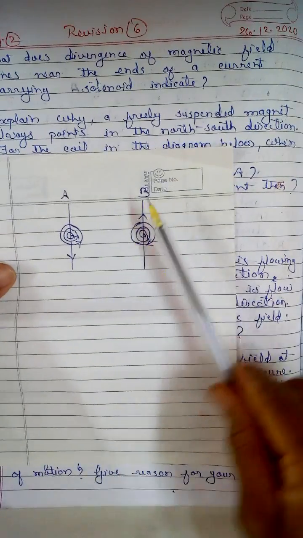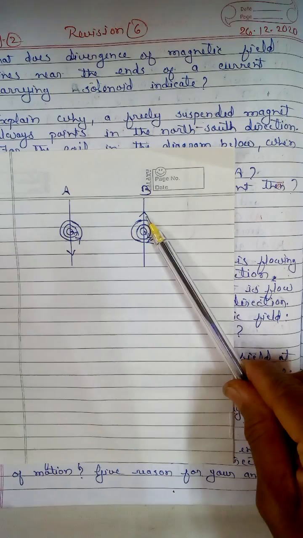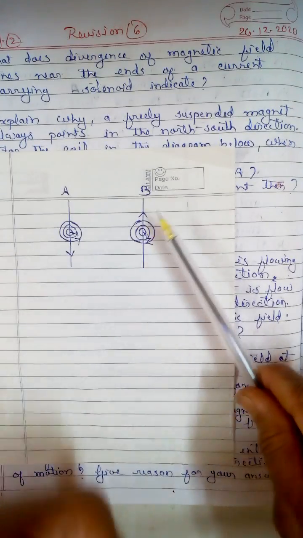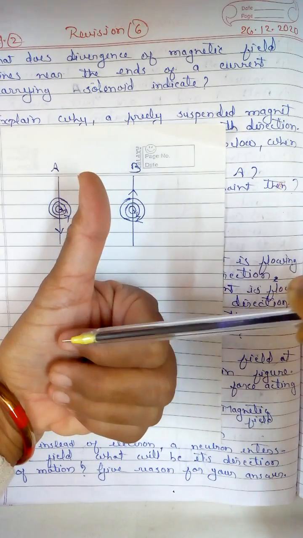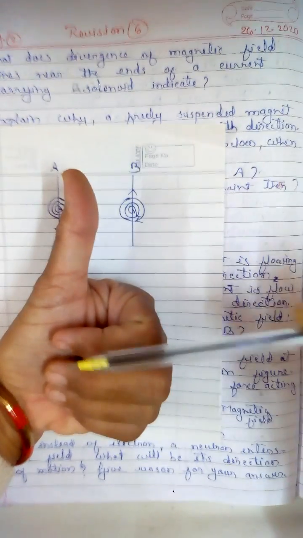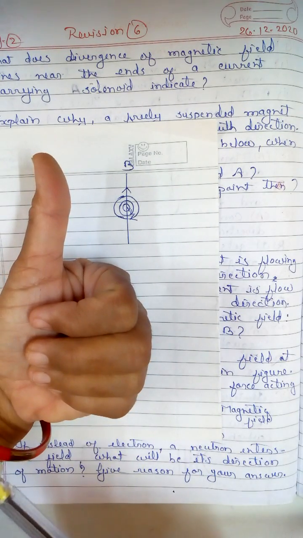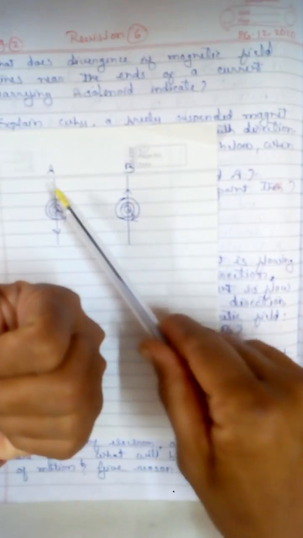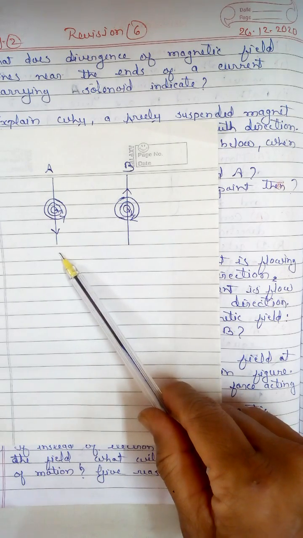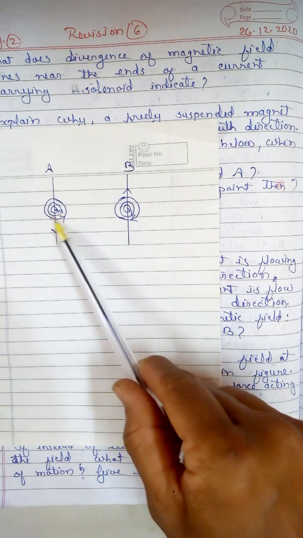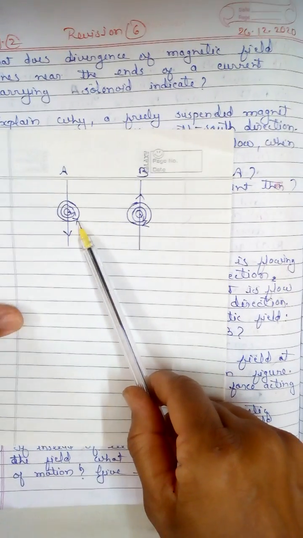We can see here, if it is flowing in the upward direction in wire B, then by using Maxwell's right hand thumb rule, this is the direction of current and this is the direction of magnetic field which has been formed in the form of concentric circles around the wire. So this will be in the clockwise direction. And just opposite to that, in wire A, in which the current is flowing in the downward direction, the direction of magnetic field will be in the anti-clockwise direction, which I have shown here.